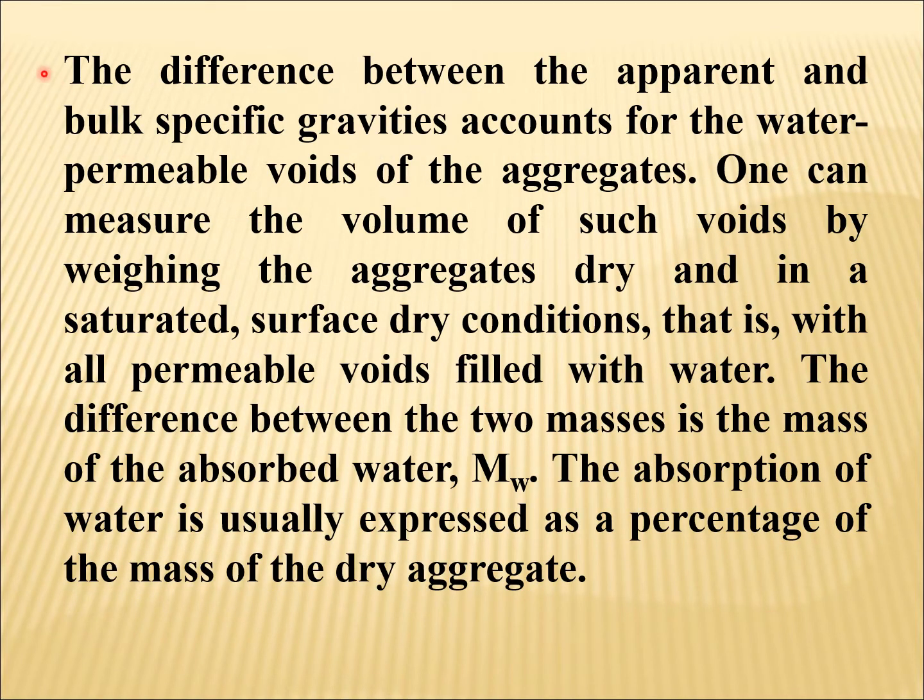Well, this point is very important. The difference between the apparent and bulk specific gravity accounts for the water permeable voids of the aggregates. So I will repeat this, that the difference between the apparent and bulk specific gravities accounts for the water permeable voids of the aggregates. One can measure the volume of such voids by weighing the aggregates dry and in a saturated surface dry condition, that is with all permeable voids filled with water.